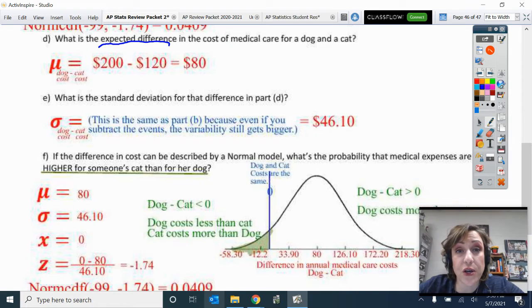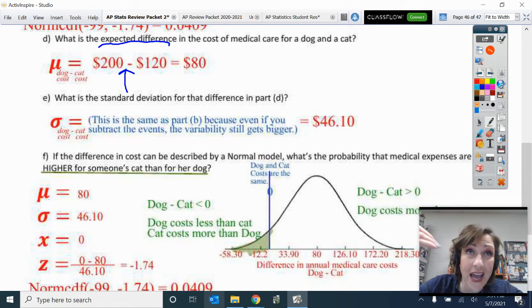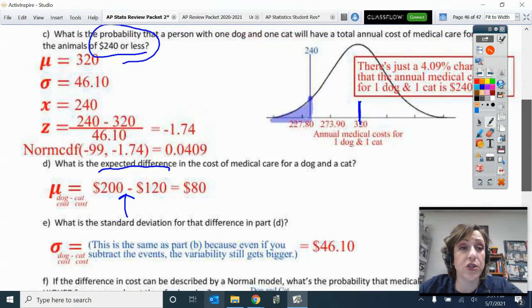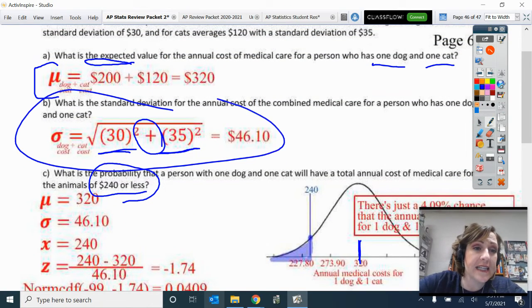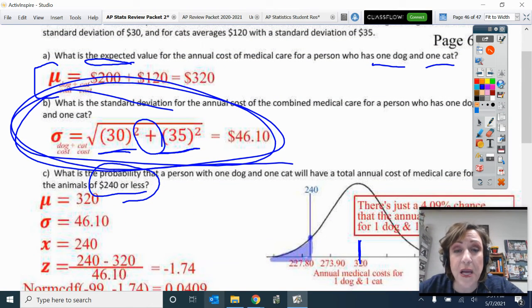All right, but what is that expected difference? So this is seeing, do you know the subtraction rules? Yes, the means subtract like normal. So it is expected that the dog will cost $80 more than the cat on average in cost per year. But the standard deviation does not get smaller. It doesn't subtract. I'm not sure how much the dog standard deviation is. I'm not sure how much the cat standard deviation is. So I'm even more unsure of the difference between them. Those do not subtract. It's the same standard deviation as part B.